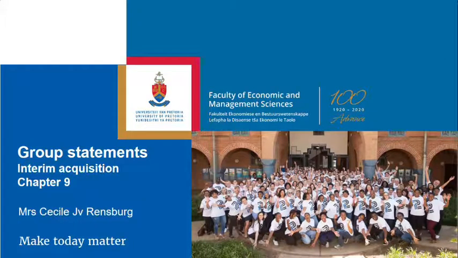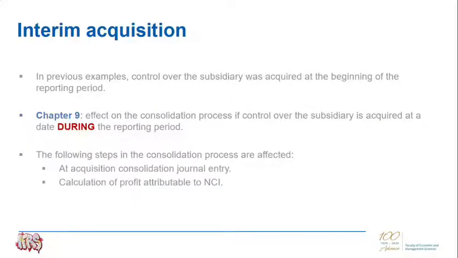Introduction to Consolidations, Chapter 9, Interim Acquisition. In all the previous examples, the control over the subsidiary was acquired at the beginning of the reporting period. In Chapter 9, we will look at the effect on the consolidation process if control over the subsidiary is acquired at a date during the reporting period. The following steps will primarily be affected by this scenario: your at-acquisition consolidation journal entry and the calculation of profit attributable to NCI.